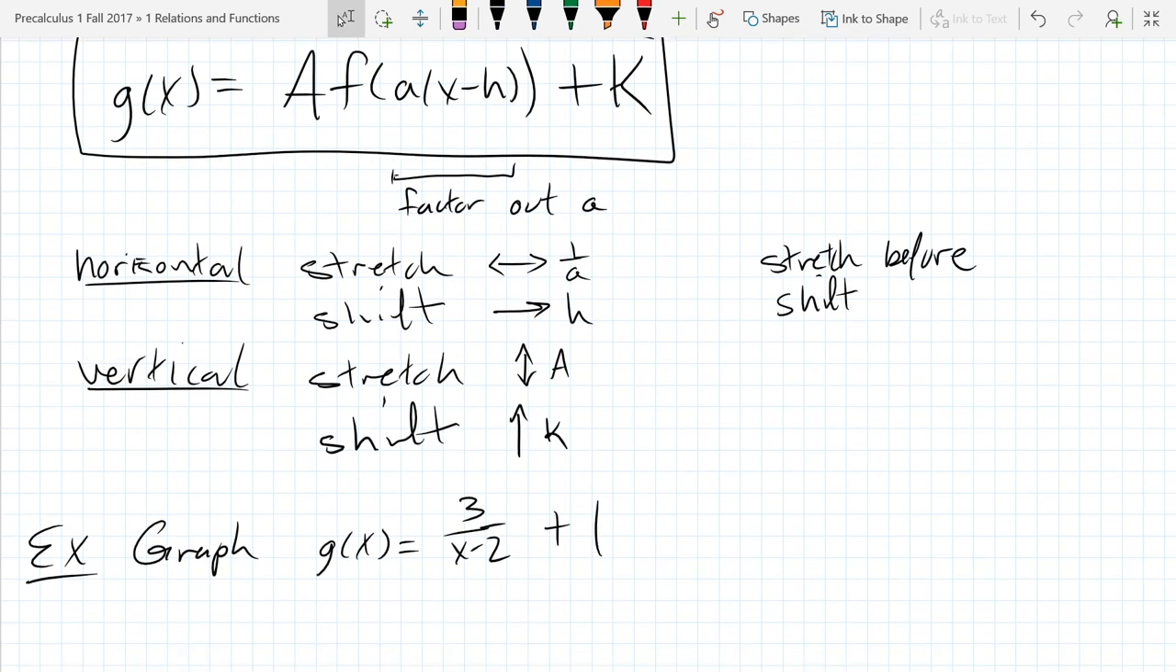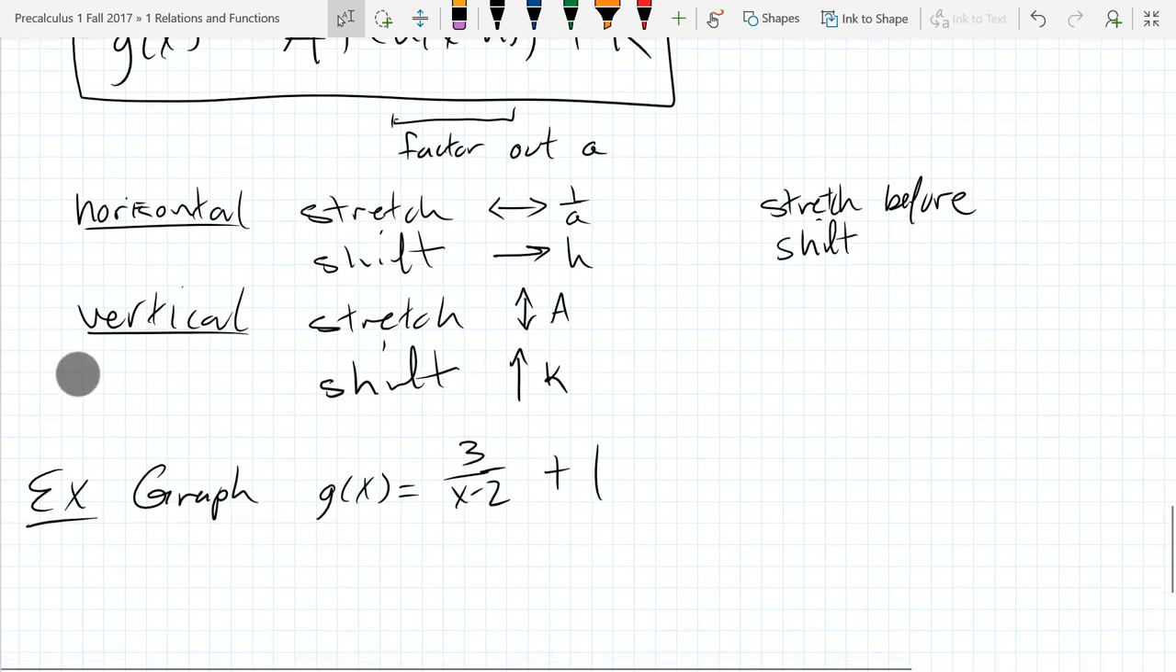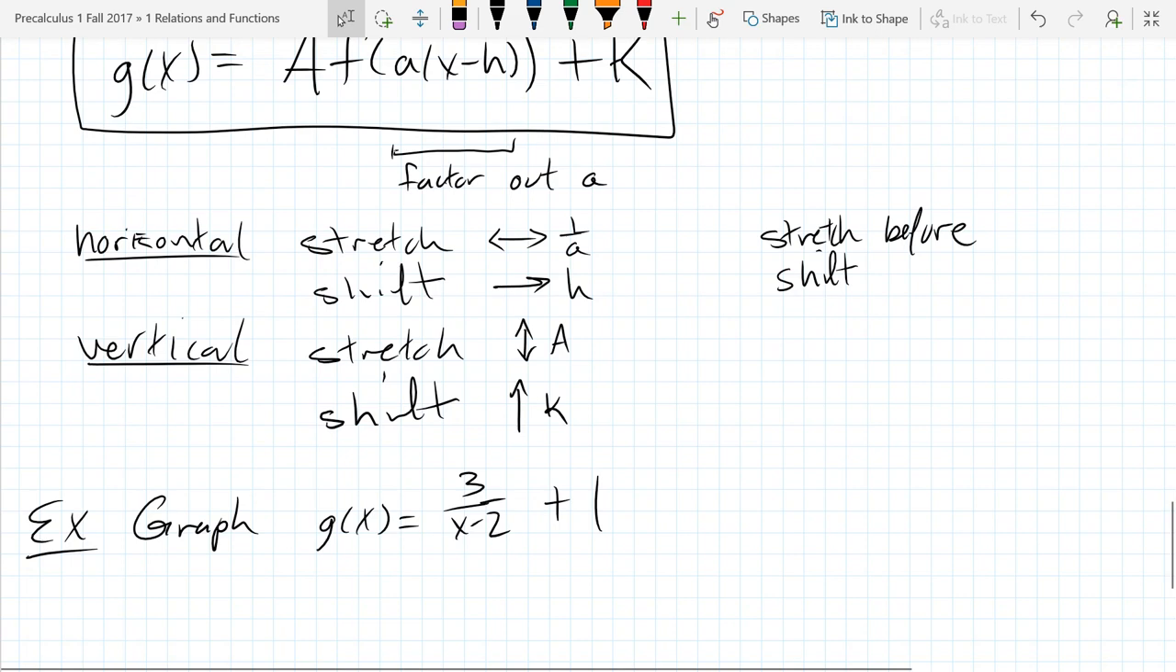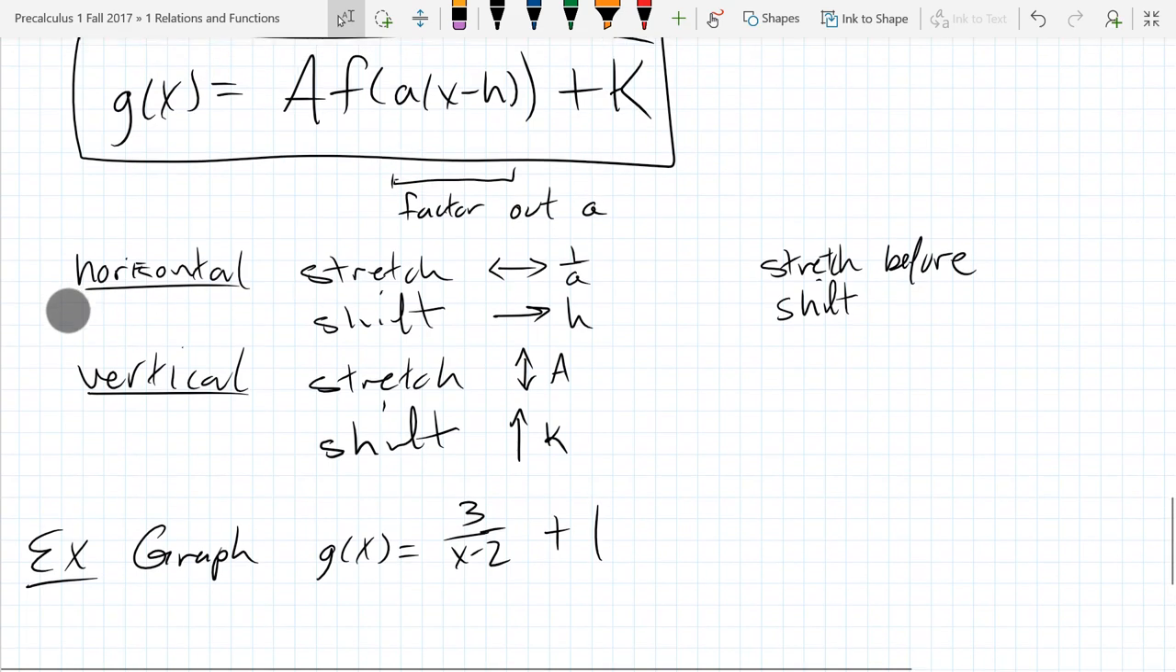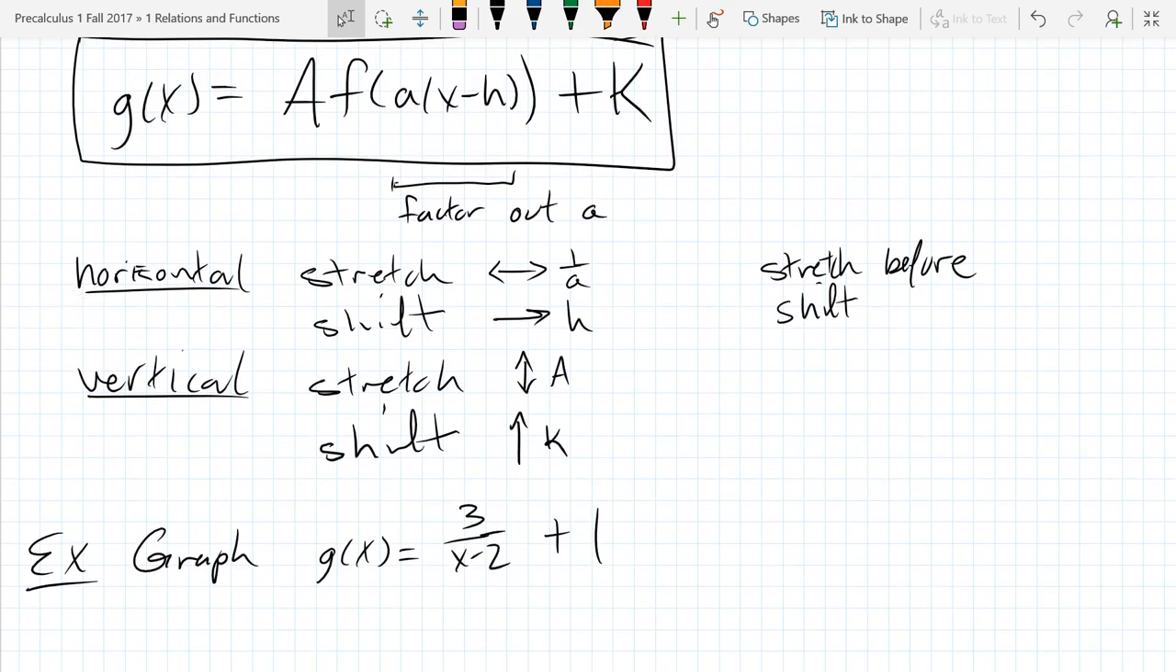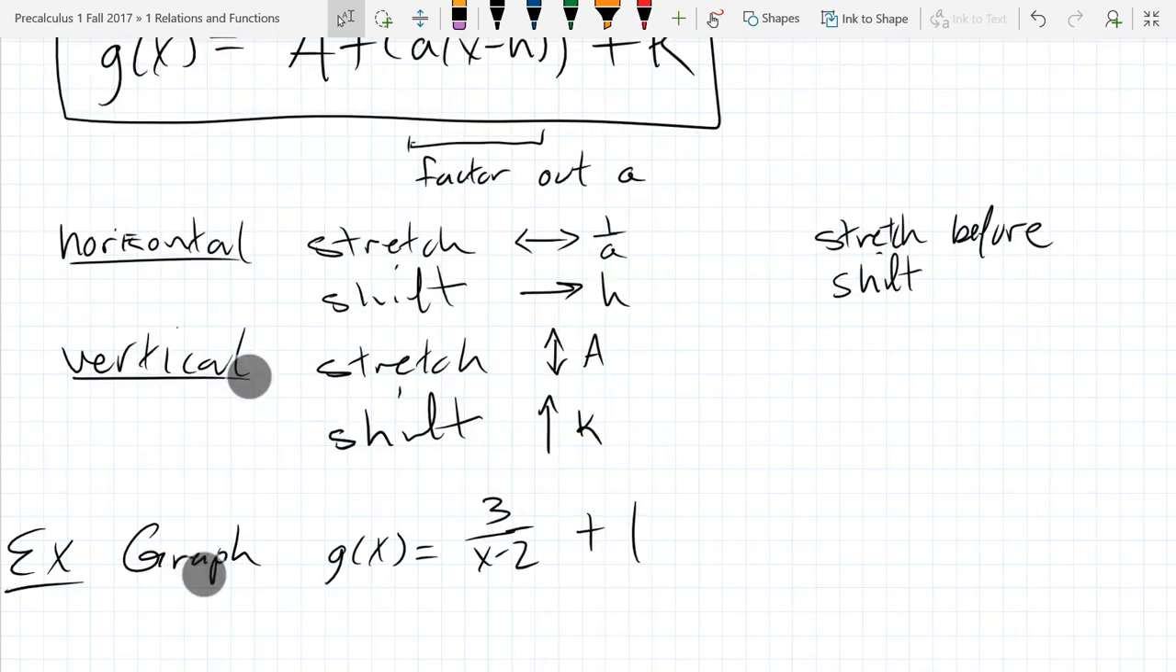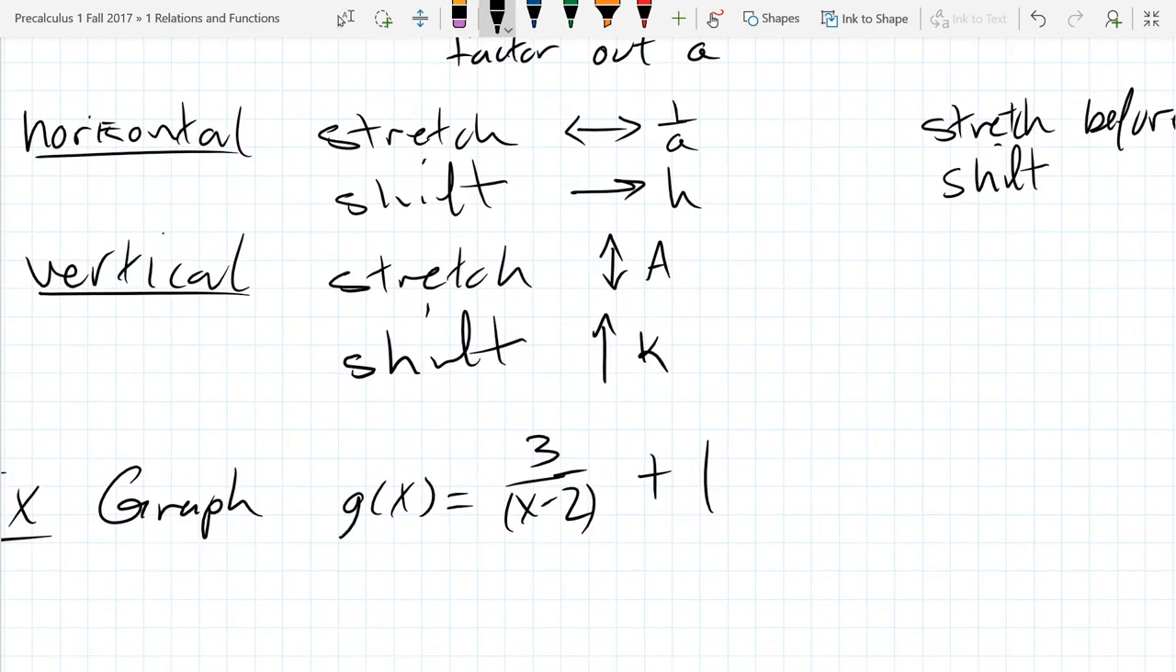So our first function will be g of x equals 3 divided by x minus 2 plus 1. So there are quite a few transformations happening here. There is one transformation not happening. Which transformation is not happening? It's kind of hard to see. Horizontal stretch. Horizontal stretch is a correct answer. So if you look at where x is, we got minus 2. So we do have a horizontal shift, but there's nothing in front of x multiplying it. So there's not going to be a horizontal stretch.